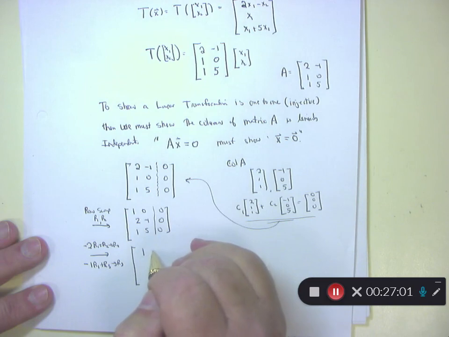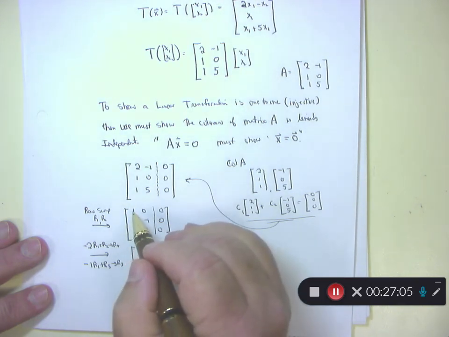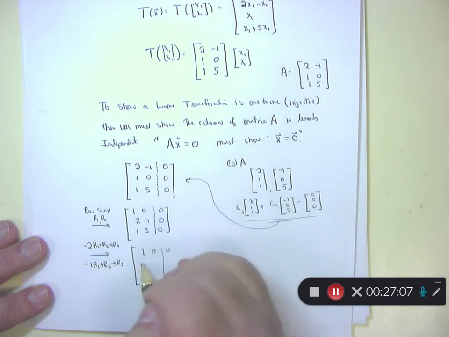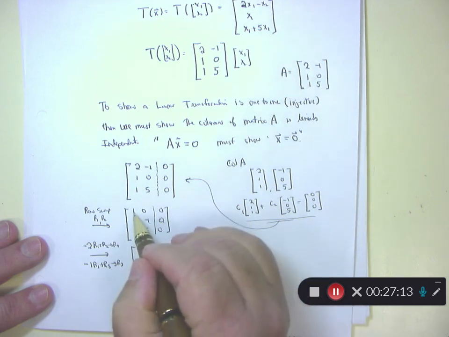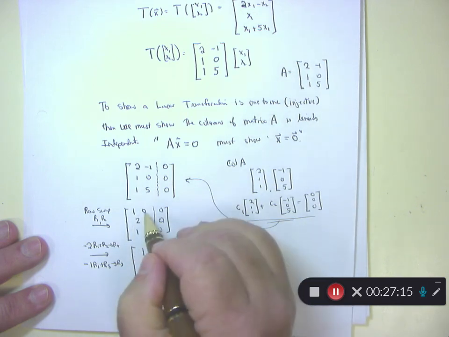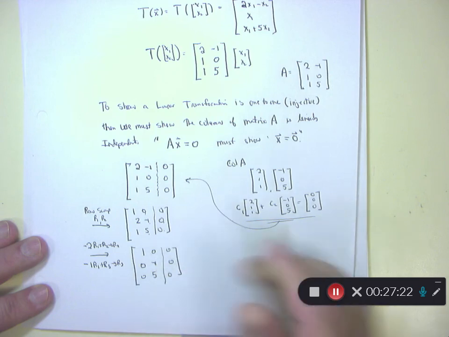That'll give me 1, 0, augment 0. -2 times 1 is -2 plus 2 is 0. -2 times 0 plus -1 is -1. -2 times 0 plus 0 is still 0. -1 times 1 is -1 plus 1 is 0. -1 times 0 plus 5 is 5. -1 times 0 plus 0 is 0. What's your next move?